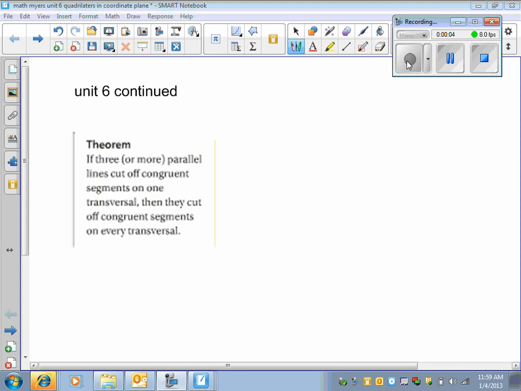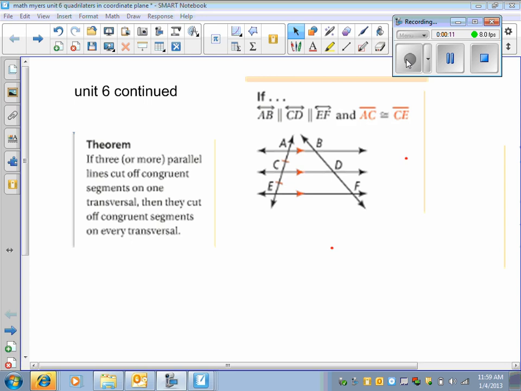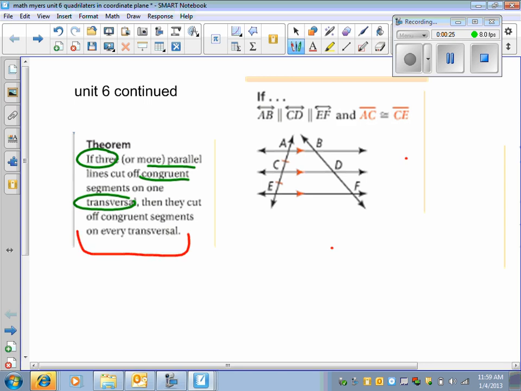Unit 6 continued. We're going to review a concept that we've already seen a video on. Okay, this theorem says if three or more parallel lines are cut off by congruent segments of one transversal, then they cut off congruent segments of every transversal. So let's see what we have here.